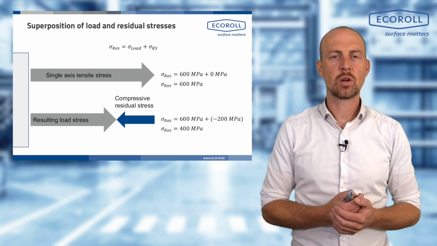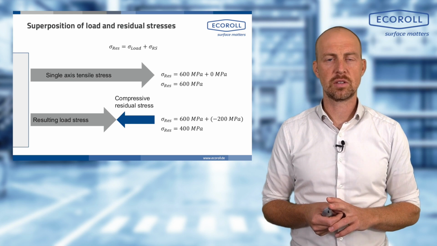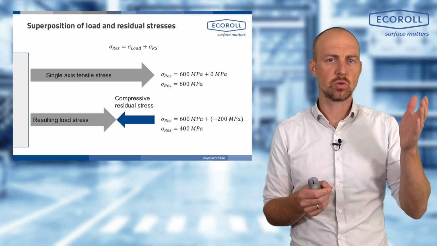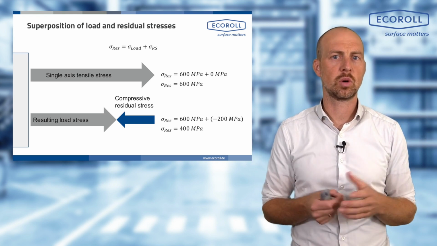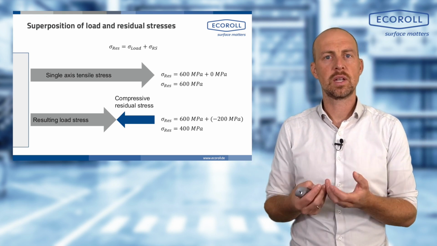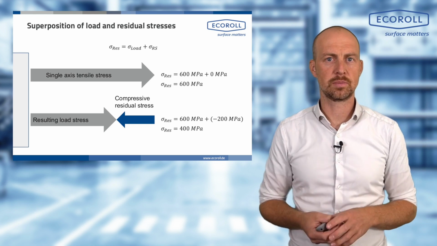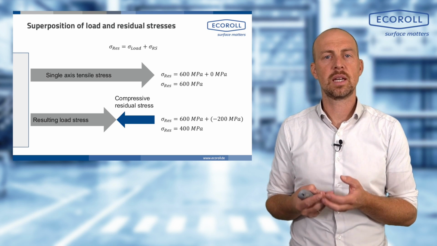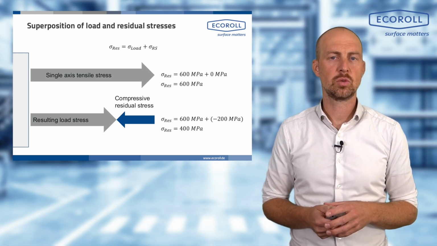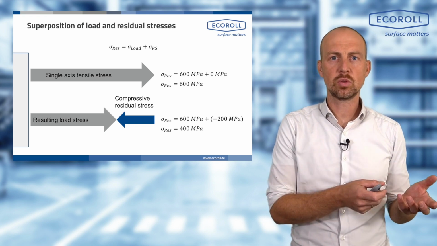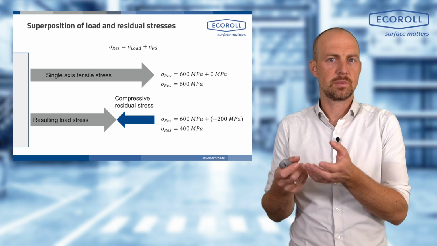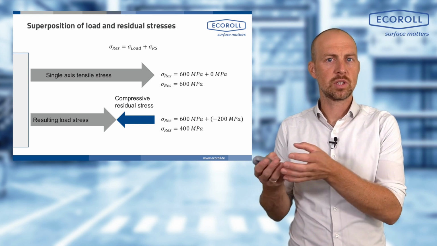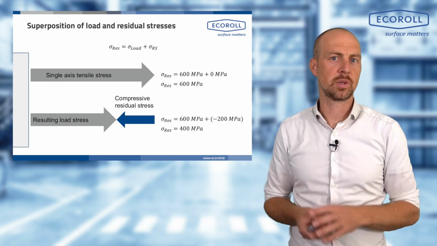And if I now take a component and apply a uniaxial stress state to it, that is, I simply pull on my component, it's fixed to the wall on one side, and I just pull on it, then of course I have a uniaxial load stress in the component. With the formula I just mentioned, I can of course simply say, in a component that has no residual stress, the resulting stress is equal to the load stress. In this case, maybe 600 megapascals. Plus no residual stress, so plus 0 equals 600 MPa.